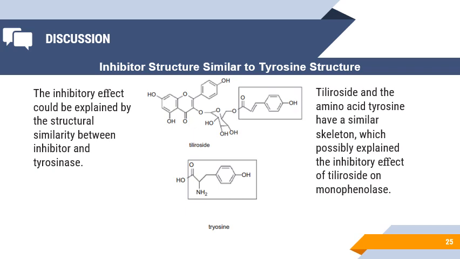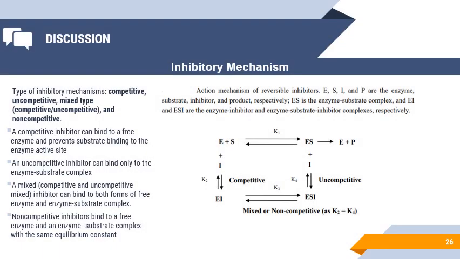the first picture is Tiliroside, which has the same structure like the tyrosine. Tiliroside and the amino acid tyrosine have a similar skeleton, which possibly explains the inhibitory effect of Tiliroside on monophenolase. And what is the inhibitory mechanism? The types of inhibitory mechanism are competitive, uncompetitive, mixed type, and non-competitive.